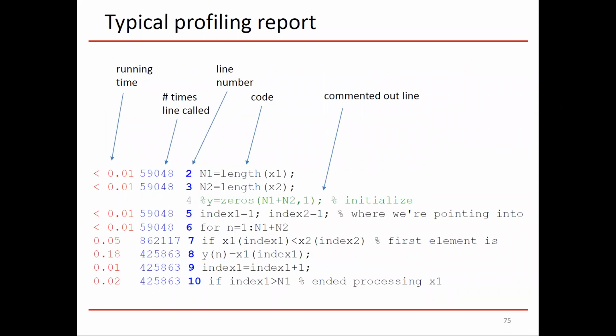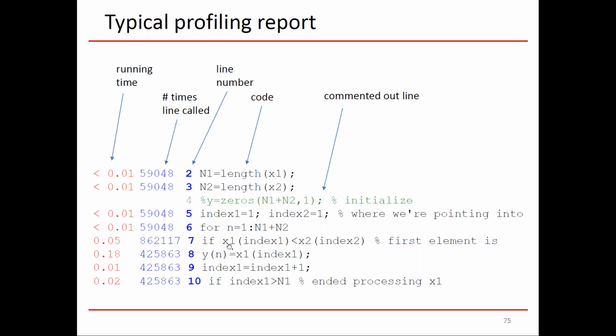The typical report, note that things are colored here, and we have different components. In the red, we have the running time. That's going to be the leftmost set of columns. Then we have in blue the number of times that the lines are called. Note how lines 2, 3, 5, and 6, 4 is commented out, are called 59,048 times each. So presumably some routine was called roughly 59,000 times.